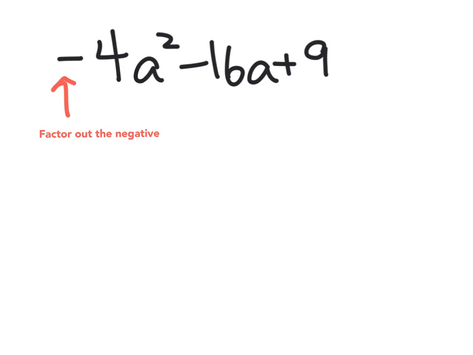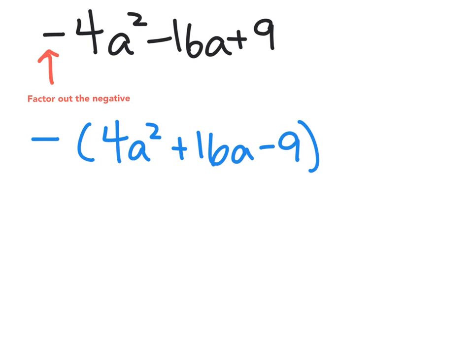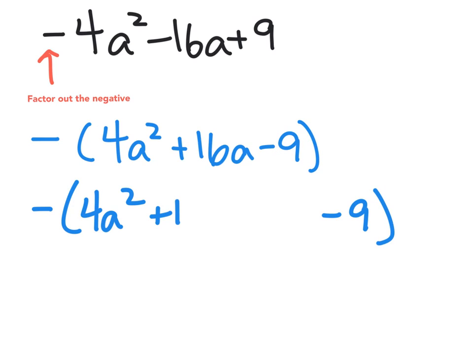Alright, if you're looking at a trinomial and the first term is negative, even if they don't have a GCF, we want to factor out the negative, so I'm going to pull a negative out of all of these terms. It just changes the signs of everything: 4a squared plus 16a minus 9. Now I'm looking for two numbers that multiply to a times c, so 4 times negative 9 is negative 36, and add to 16. Those two numbers are 18 and negative 2, so I'm going to break 16a into positive 18a minus 2a.